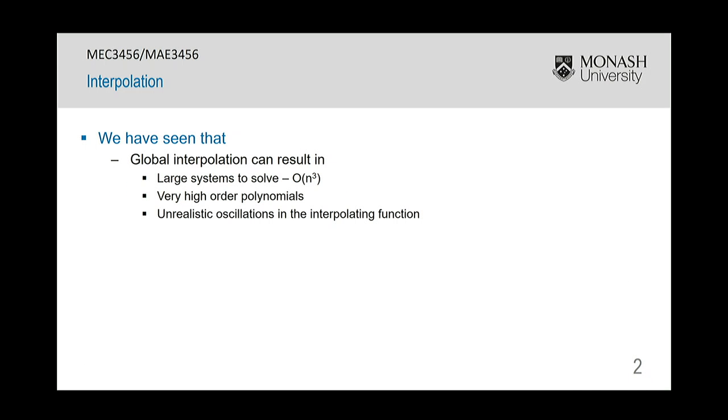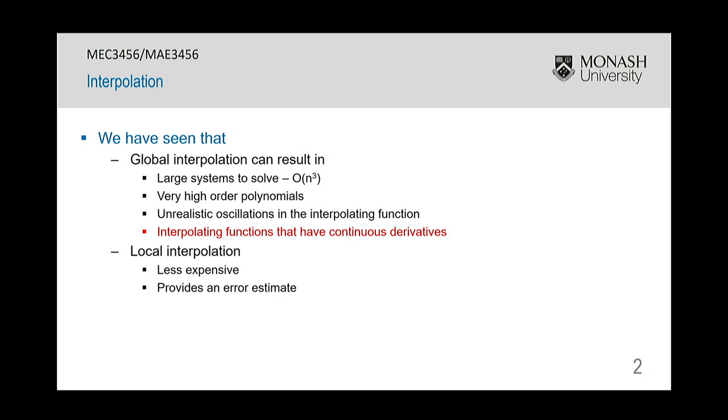So we've seen that if we use a global interpolation, it can result in large systems to solve. In other words, we might need to invert a matrix that's of order n cubed. Very high order polynomials can give unrealistic oscillations in the interpolation function. One of the things that we didn't touch on, but is actually the case, one of the benefits of global interpolation is that our interpolating function has continuous derivatives, and sometimes that's important.